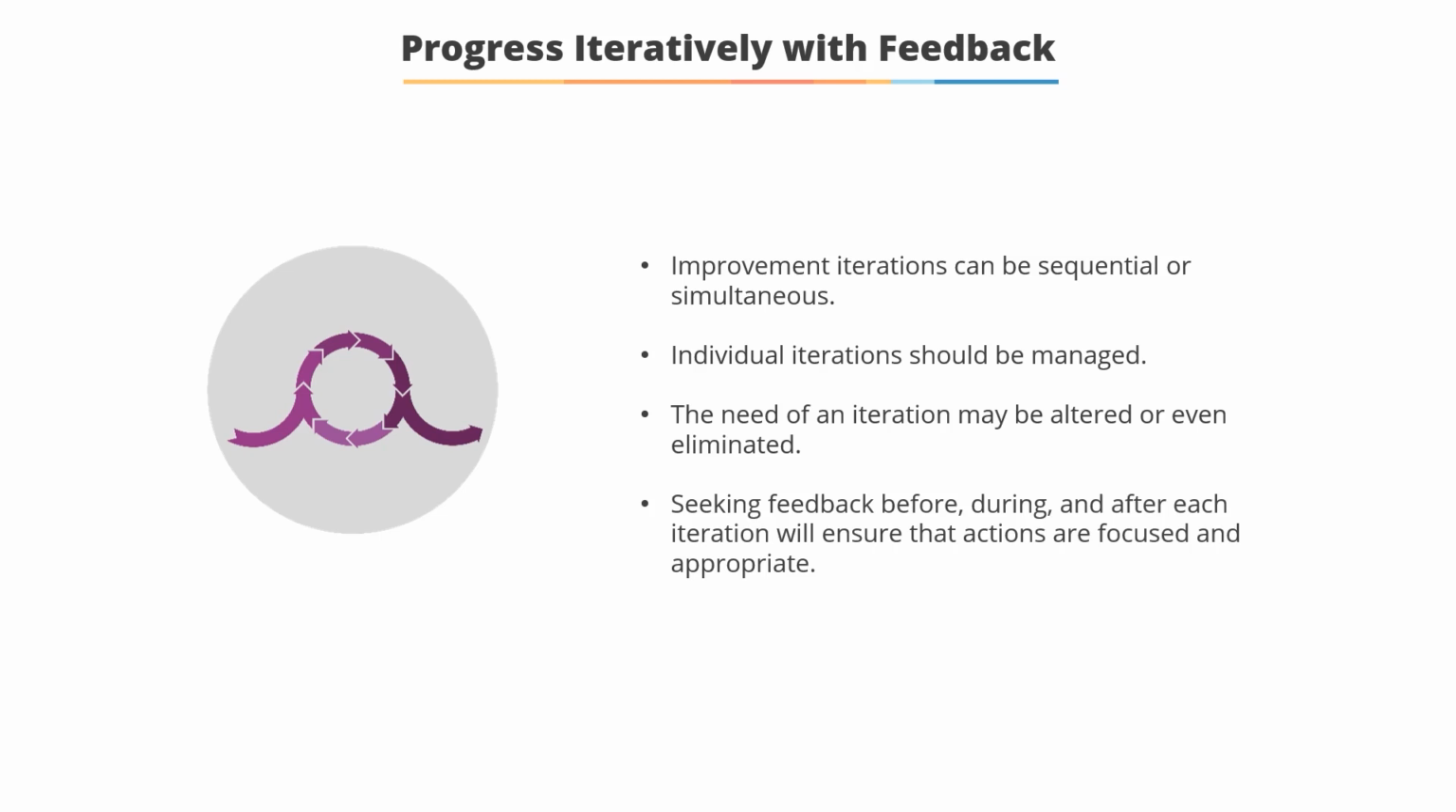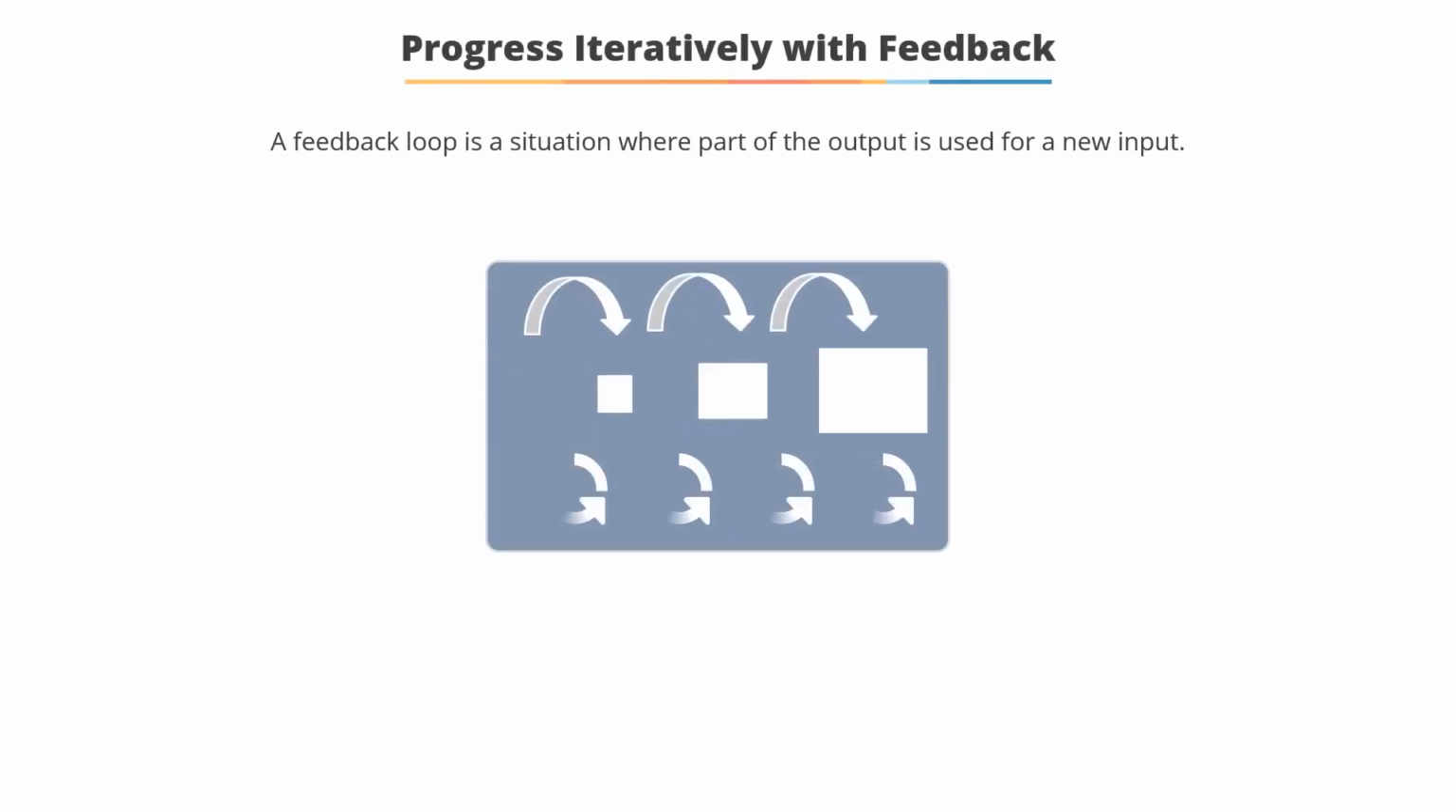Seeking and using feedback before, throughout, and after each iteration will ensure that actions are focused and appropriate, even in changing circumstances. A feedback loop is a term commonly used to refer to a situation where part of the output of an activity is used for a new input. In a well-functioning organization, feedback is actively collected and processed along the value chain.